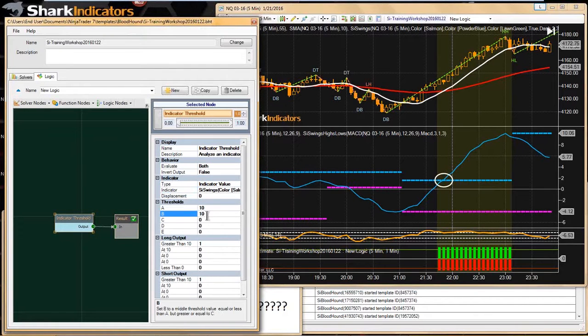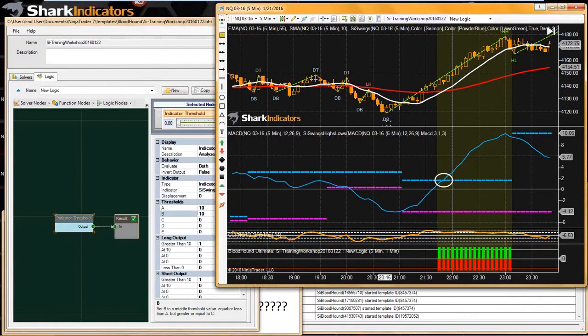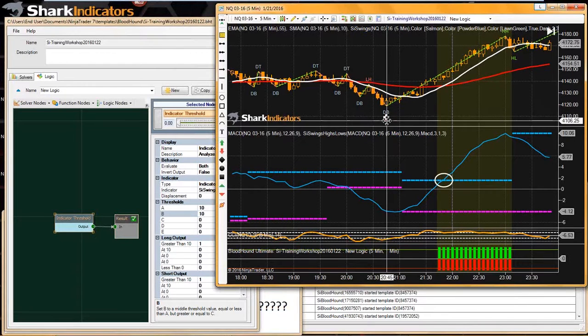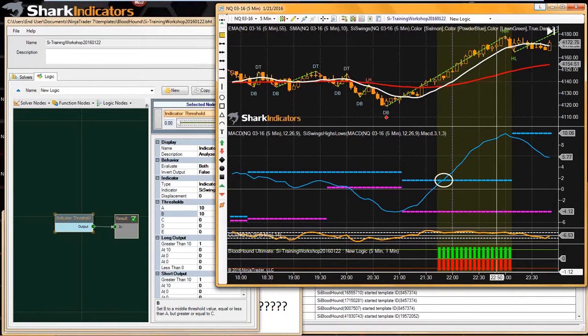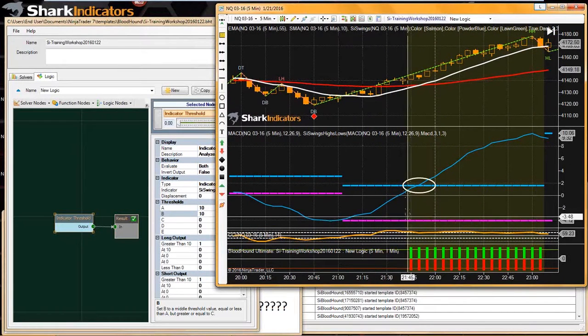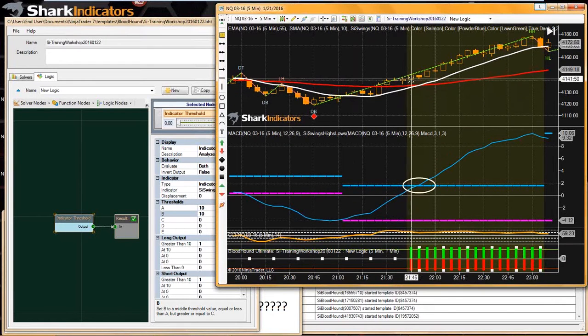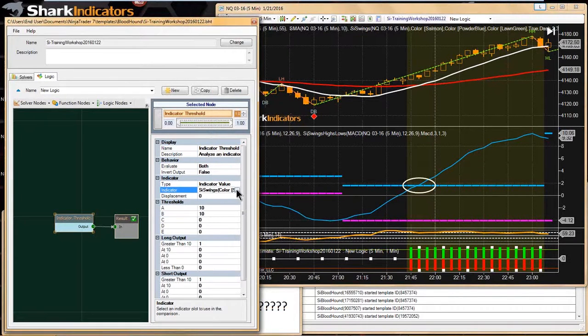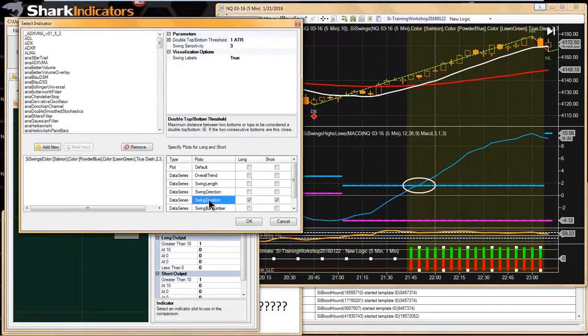So we're looking for a swing that's longer than 10 bars. And so now, we have our swing starting right here. Let's stretch this out a little bit. So if we count along, when we get to the 10th bar, we can see that BloodHound's telling us that our current swing is longer than 10 bars in length. So that's just an example of what you can do with the data series.